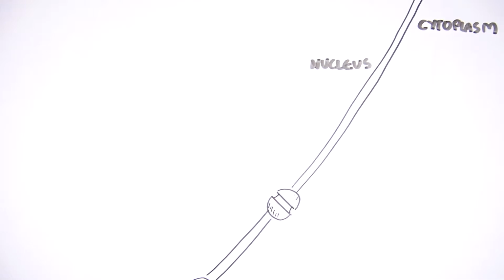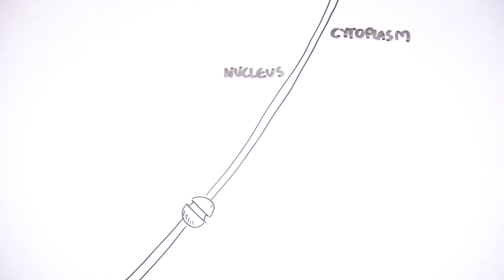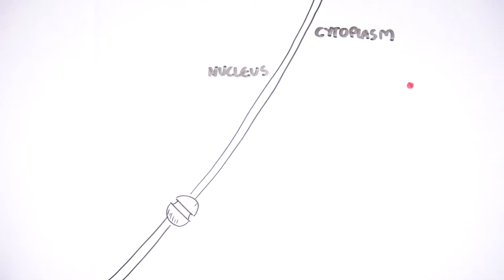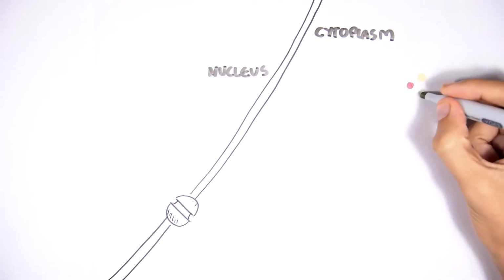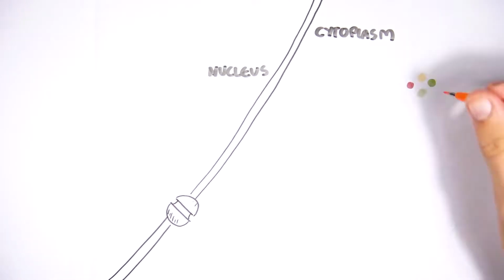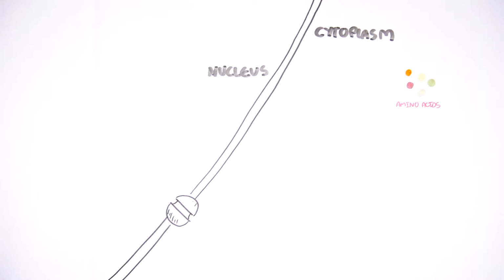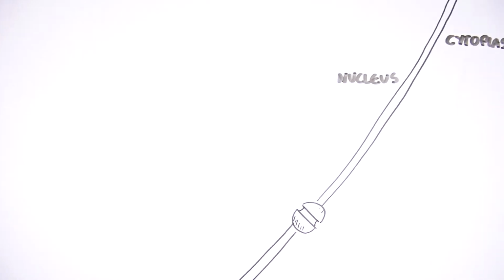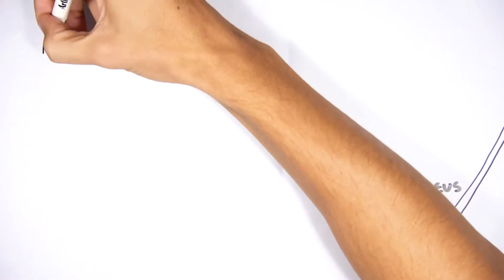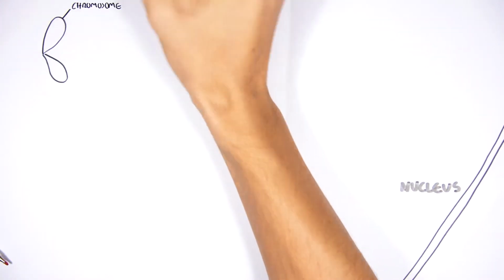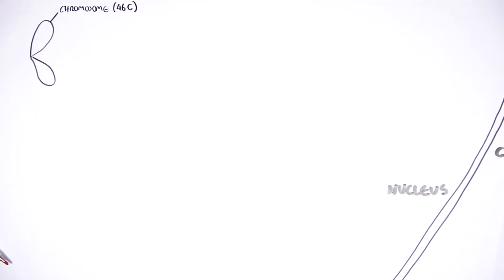Now within the cytoplasm, we find many things, including amino acids. And there are many types of amino acids. There are 20 in total. Now going back inside the nucleus, we can find our genetic material, which is packaged up into chromosomes. We have 46 chromosomes in total, 23 pairs, one from each parent.